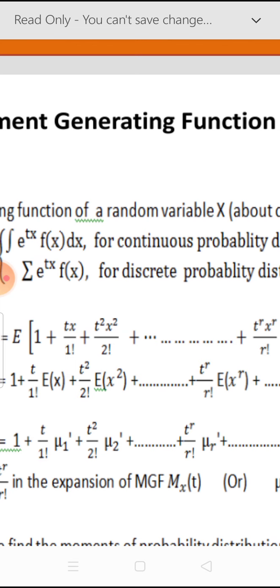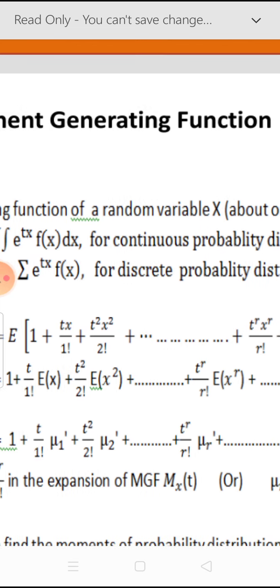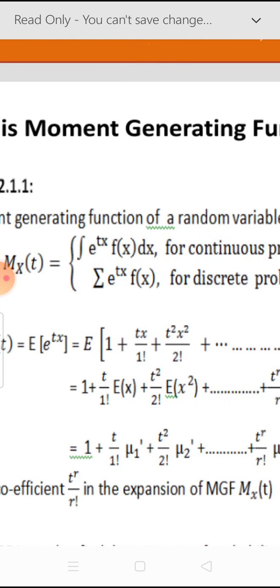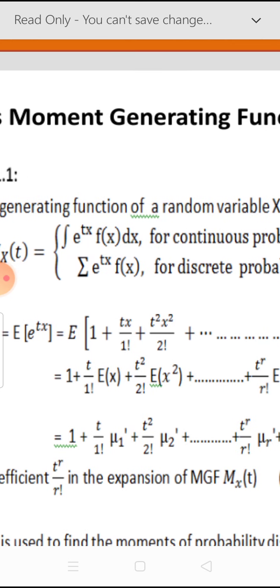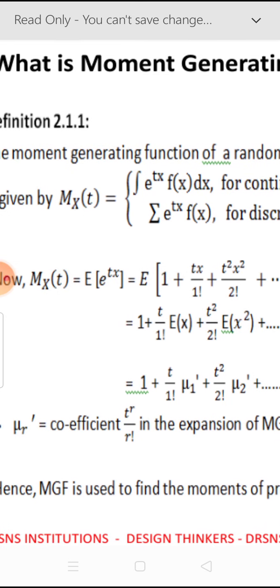And whenever f of x is a discrete probability distribution, in that case you have to find the sum of e power tx into f of x. That is called the definition for finding the moment generating function of a discrete probability distribution. So this is the definition.